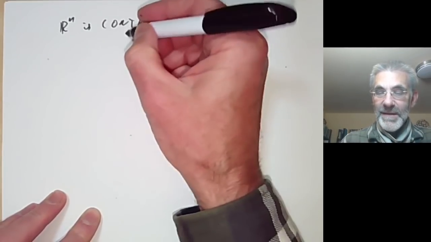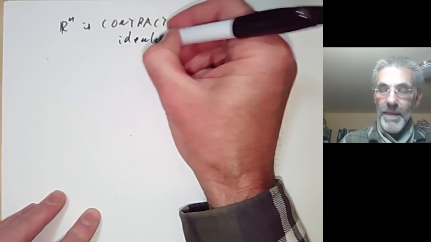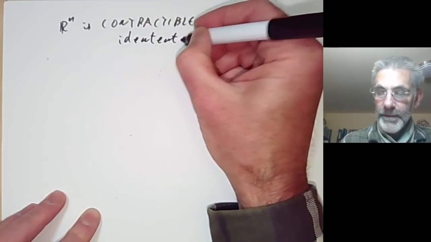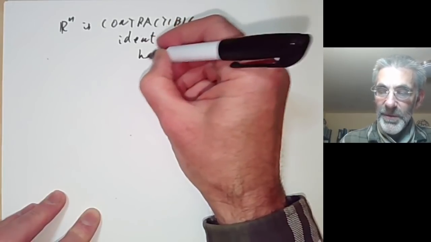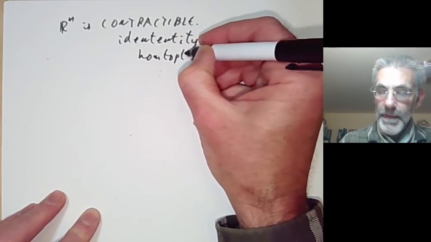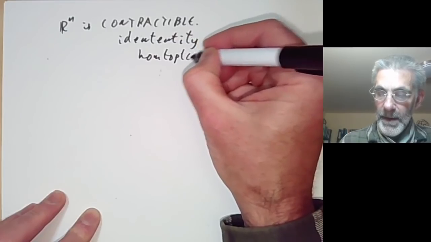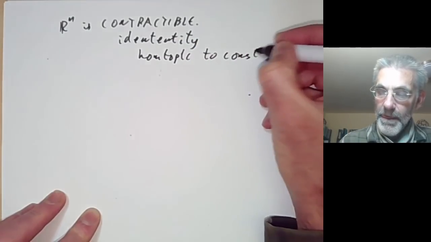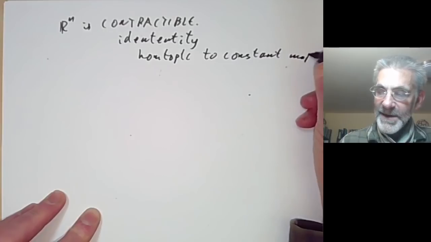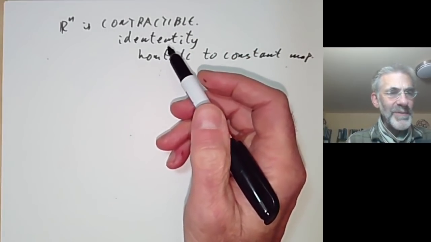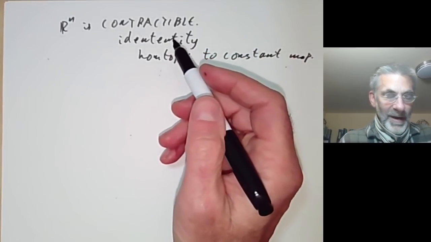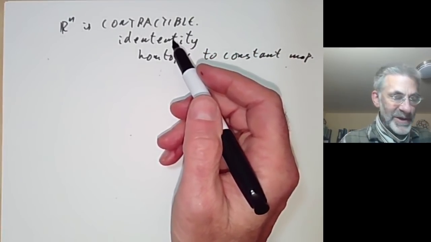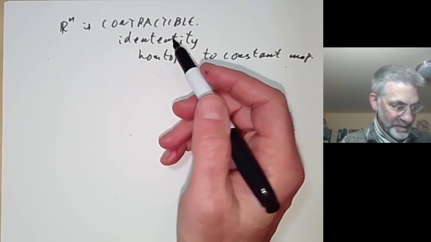So this just means the identity map is homotopic to a constant map. And contractible spaces in algebraic topology are in some sense the trivial spaces. All their homotopy and homology and generalized homology groups always vanish.